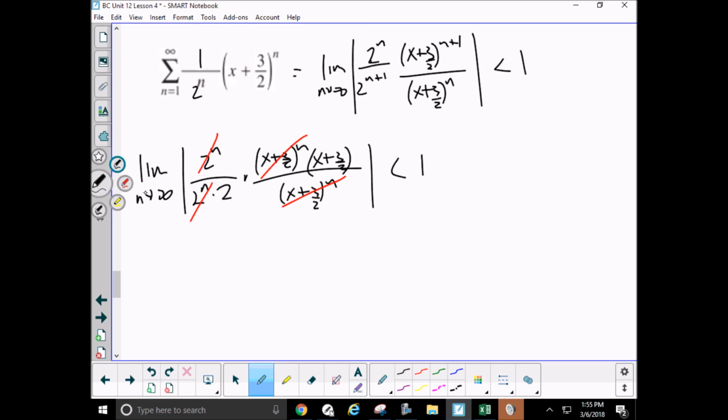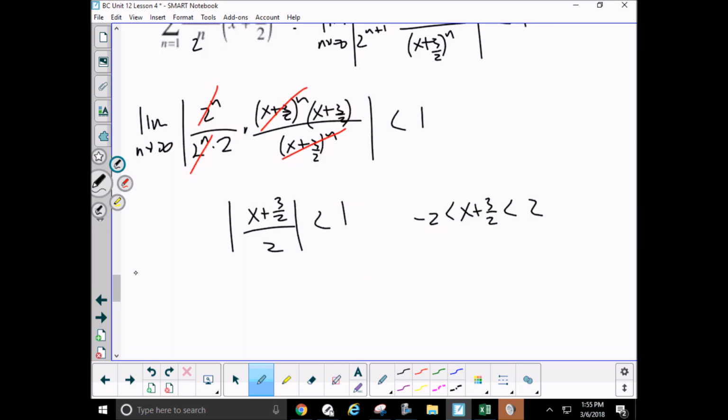We end up with the limit as n approaches infinity. There's no more n's to deal with, so the limit is done. We just completed the limit. We have x plus 3 halves over 2 has to be less than 1. Boom. We can tell just right away that the interval of convergence is going to be 2. Will have to be between -2 and 2. So here, x plus 3 halves would be centered at 0, but I can add 3 halves. So 7 halves and oops. -1/2.